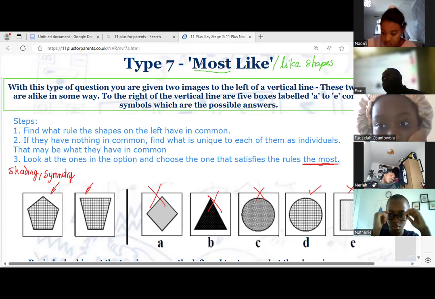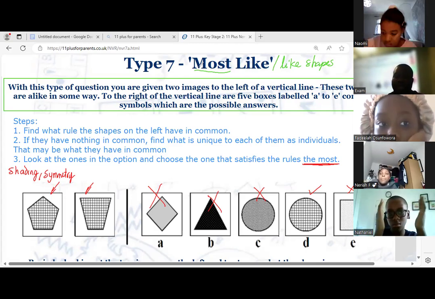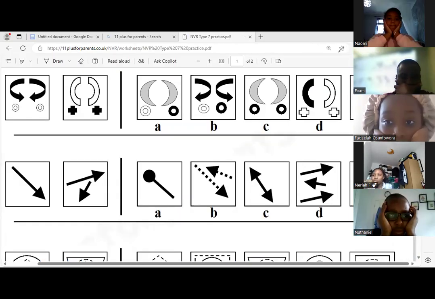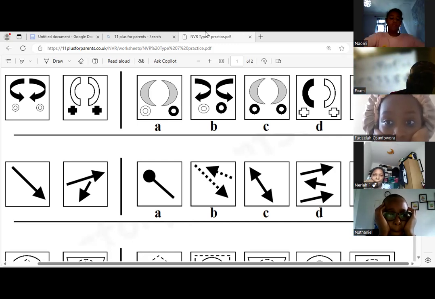Do you all understand, please? Okay, very good. So we're going to go on and try some examples. Okay, let's move on. Now, Naomi, when I say resting position, I mean resting position, not something else, please.